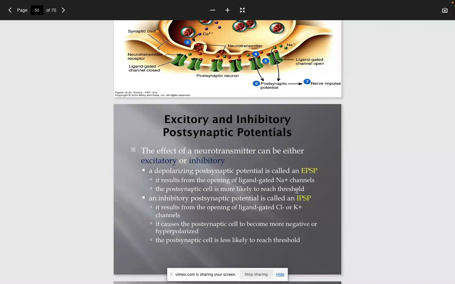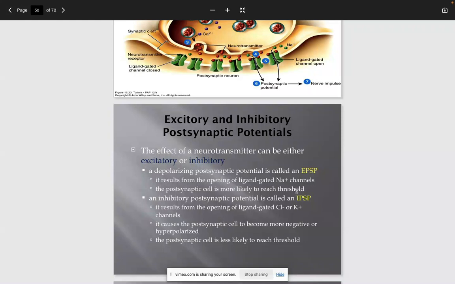So again, just to clarify what I previously said, if the neurotransmitter generates an excitatory postsynaptic potential, an EPSP, this is going to result in the opening of sodium channels and depolarization to occur.